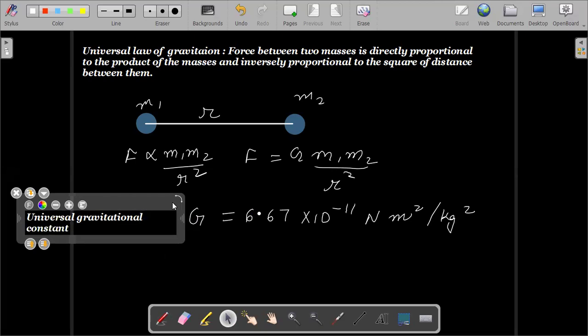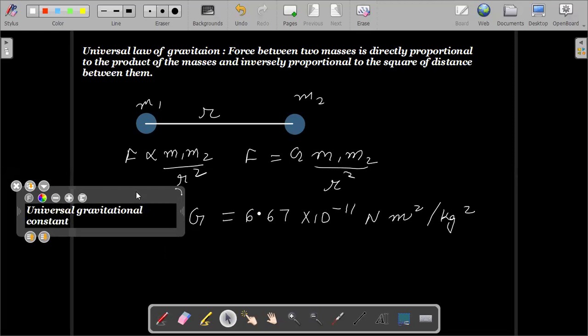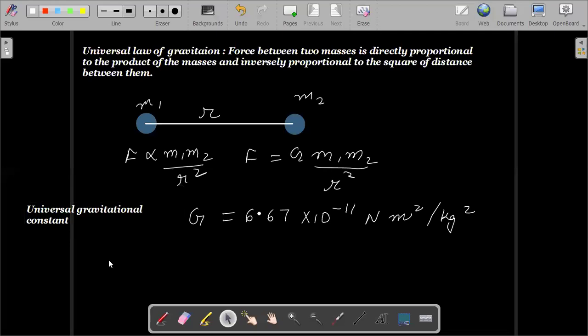So this G is also called the universal gravitational constant. Why is it called a universal constant? As it can be applied anywhere in the universe. The value of G holds for any place in this universe, and its value remains the same. So that is why it is called the universal gravitational constant G. The value of this is 6.67 multiplied by 10 to the power minus 11 Newton meter square per kilogram square.